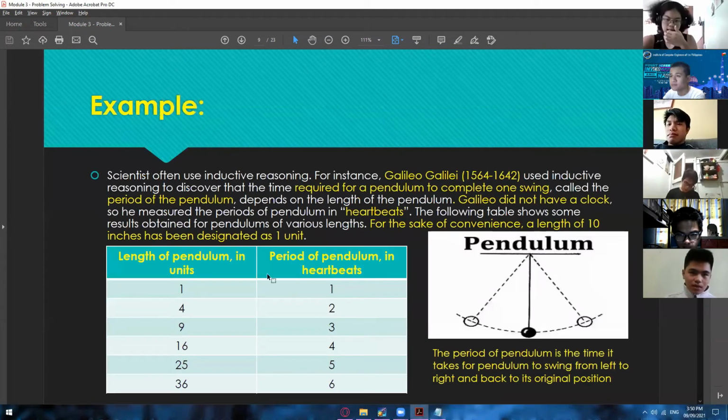All right, so let's have another example. It says here, scientists often use inductive reasoning. For instance, Galileo Galilei.